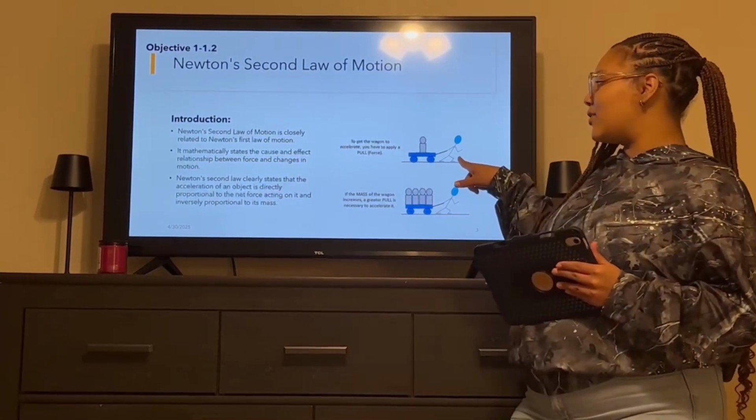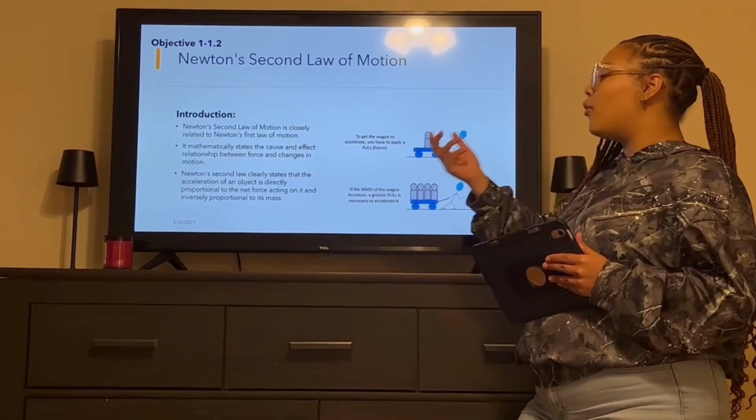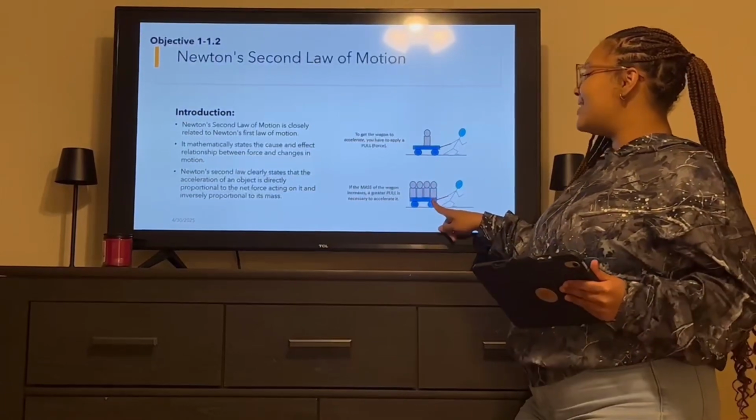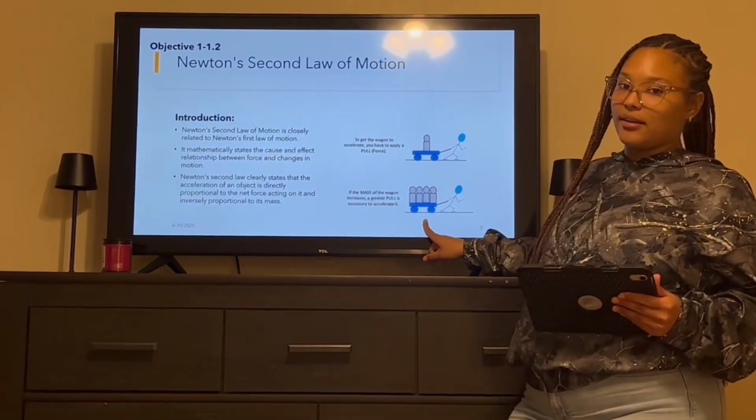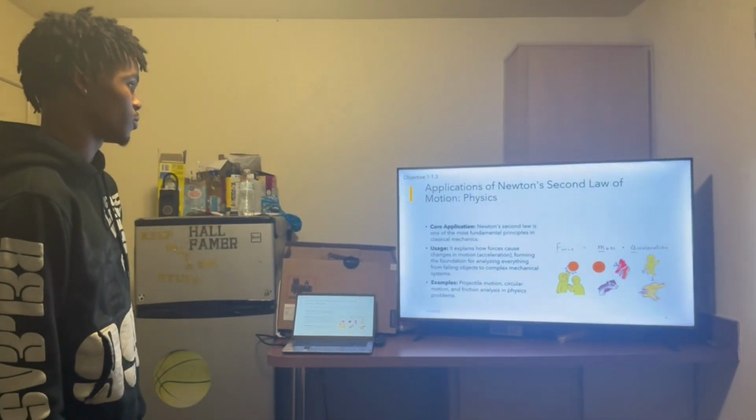To get the wagon to accelerate, you have to apply a pull. If the mass of the wagon increases, a greater pull is necessary to accelerate it. Application of Newton's second law of motion.